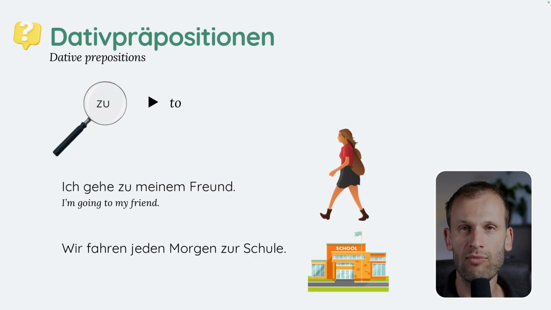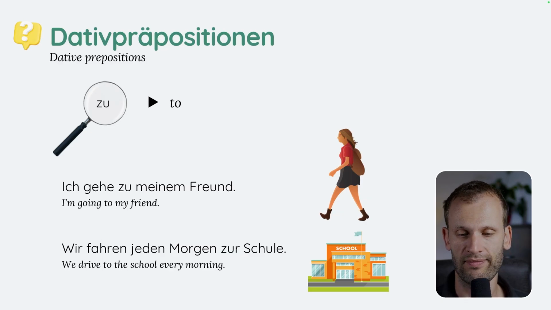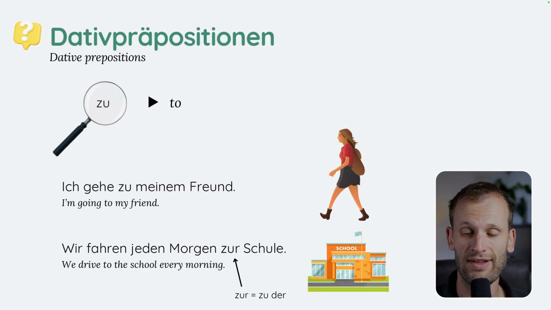Wir fahren jeden Morgen zur Schule. We drive or we go to school every morning. Again, we have the short form. Zu der is zur, mostly in spoken language, but you don't have to do that. You could say zu der Schule, but it's way more common to say zur Schule.